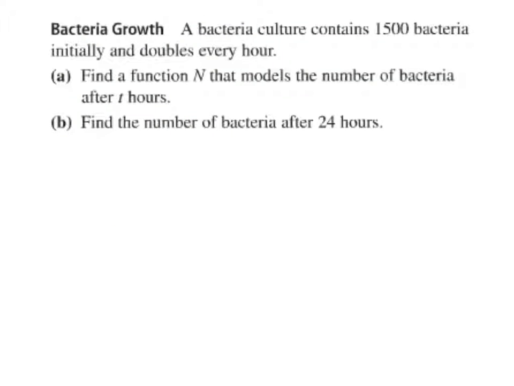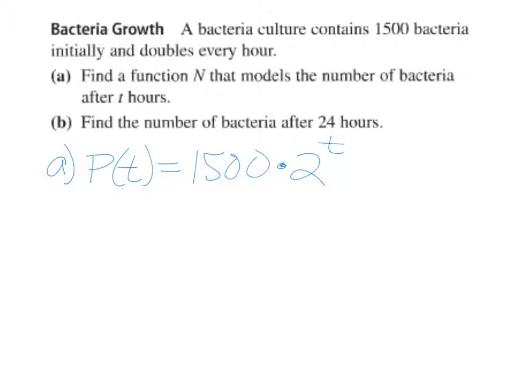Sample of a doubling population. A bacteria culture contains 1,500 bacteria initially and doubles every hour. Part A, find a function n that models the number of bacteria after t hours. So we'll use that doubling population formula from the previous screen. And we don't know t, they just want us to fill in the letter t. The initial population is 1,500, and it's times 2. And again, we don't know t, so to the power of t. So that's just the general form for this particular situation.